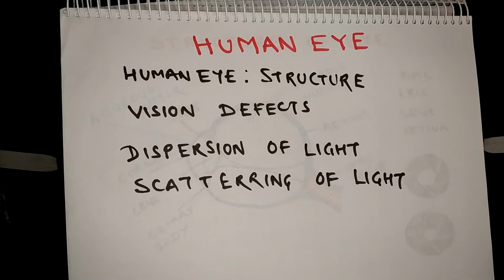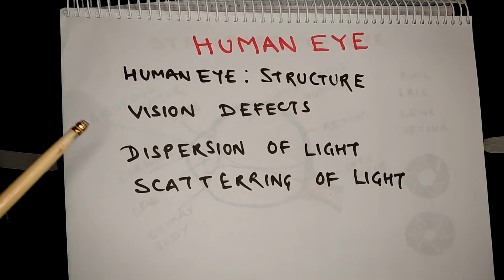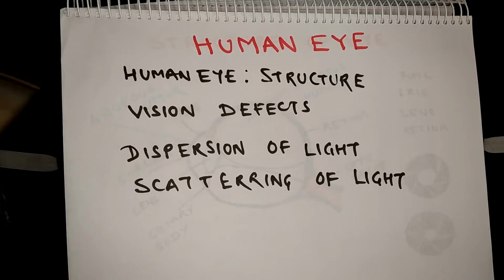In this video, we will learn about the human eye and the colorful world around us. We'll be learning about the structure of the human eye, about certain vision defects in the human eye and how these defects are corrected. Then you will learn about dispersion of white light and about scattering of light. We will also learn about certain interesting natural phenomena which happen because of dispersion of light, scattering of light, or refraction of light.